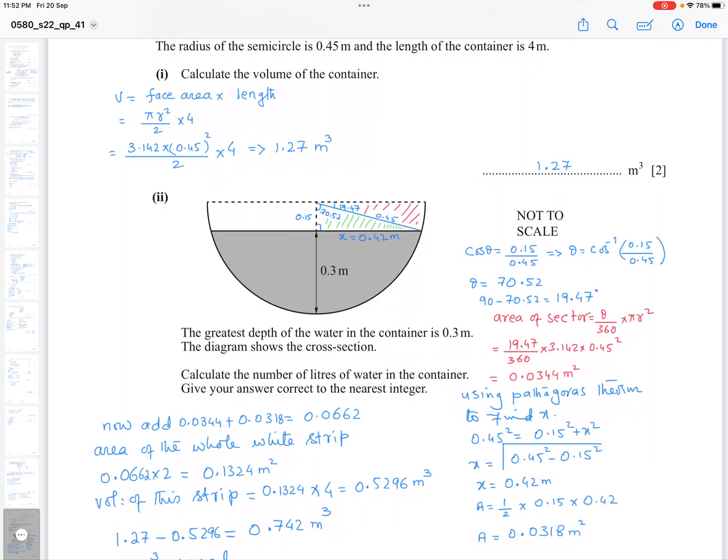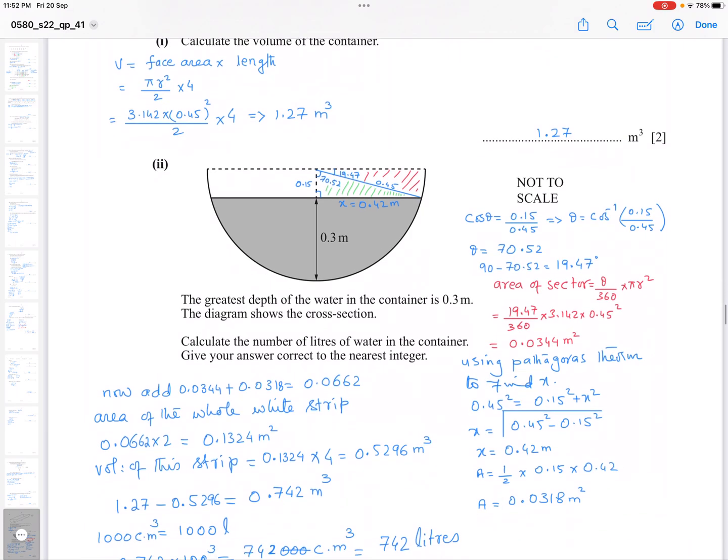Now the area of this triangle, which is shaded green, is 1 over 2 into base into height. 0.15 into 0.42, so the area is 0.0318 square meter. Now come to the left side. I have written, now add 0.0344 plus 0.0318. This is equal to 0.0662. This is actually the area of the whole.